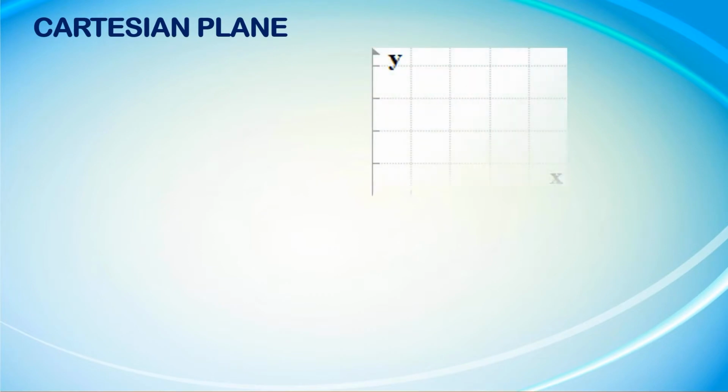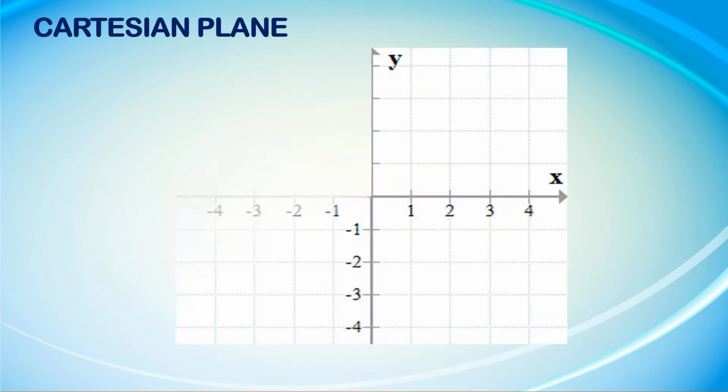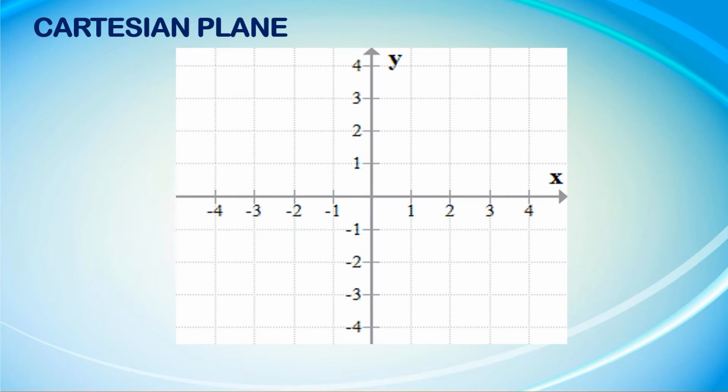Before we start, let us recall the Cartesian plane, which is very important in graphing linear equations. So, what is the Cartesian plane again? Very good. The Cartesian plane consists of two perpendicular number lines intersecting at the origin. The position, direction, and distance of all points in the plane relative to the origin are given by its coordinates, which is the ordered pair in the form of x and y.